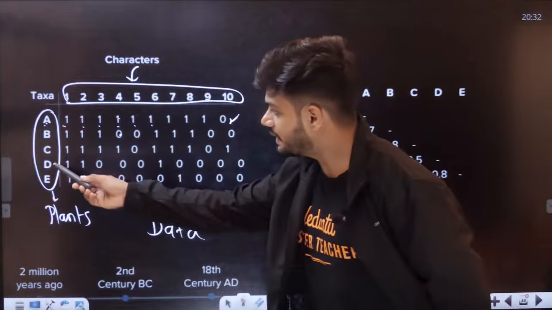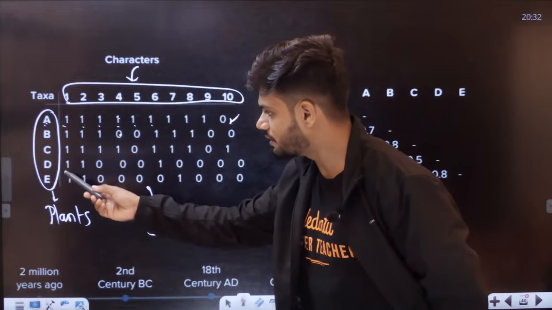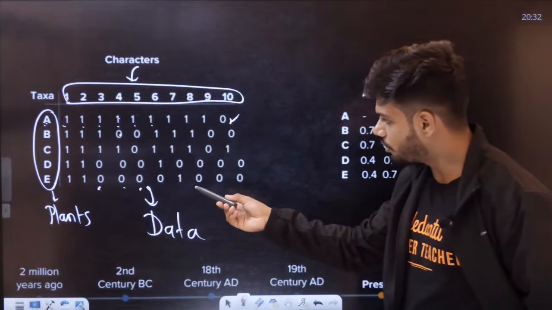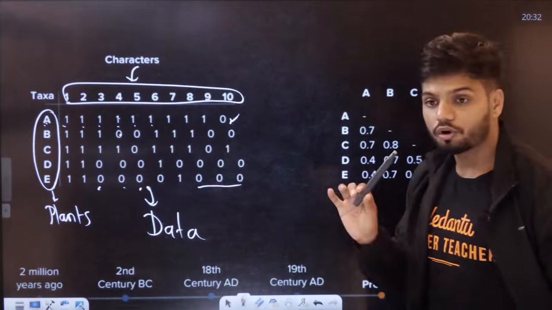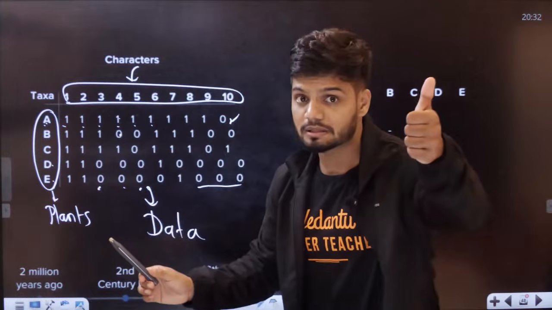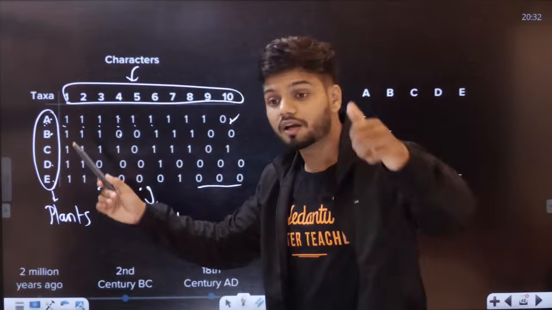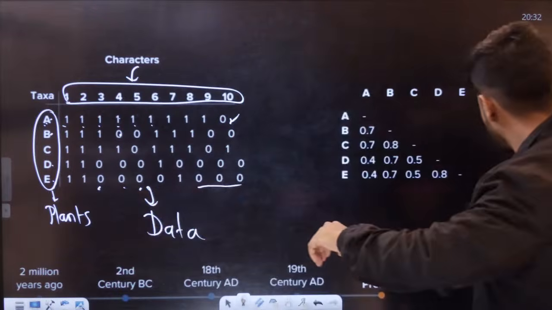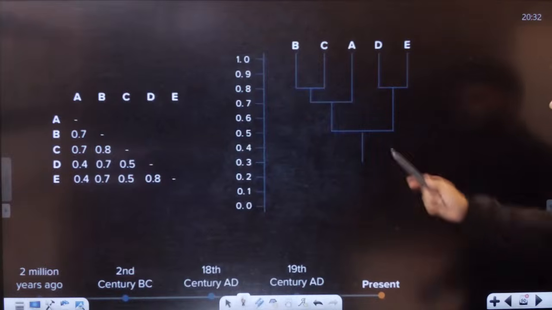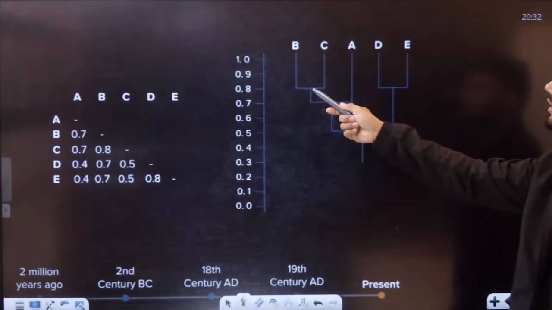Now students, look at DNA. Look at DNA now. 1, 1, 1, 1, 0, 0, 0, 1, 0, 0, 1. All zeros here. So do all of you notice D and E share some similarities? A and B share more similarities. So we can find a connection among them. Now, similarly, A is somewhere connected to B and C.